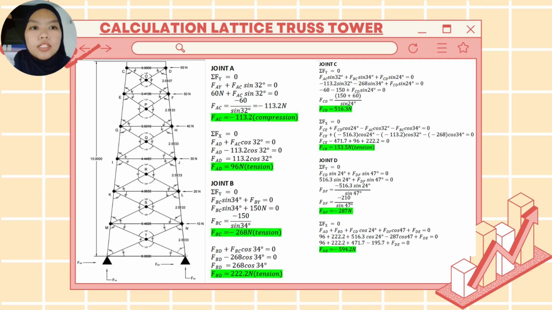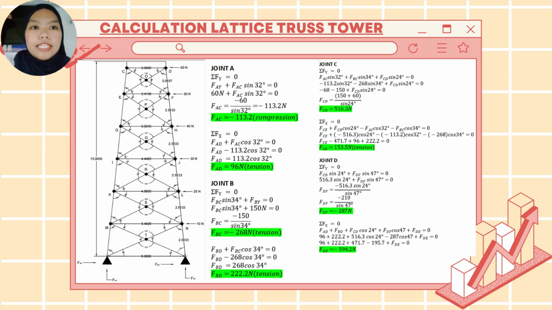Next, at joint B, the summation of Fy equal to 0, we get Fbc sin 34 plus Fby, so Fbc is equal to negative 268 Newton. At the summation of Fx, we get Fbd plus Fbc cos 34 degrees, so Fbd is equal to 222.2 Newton.